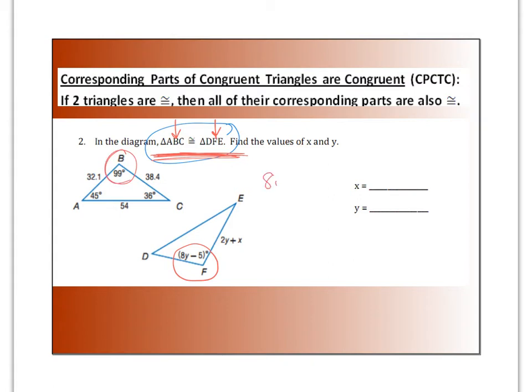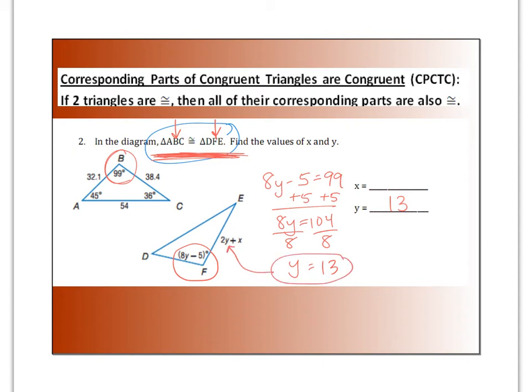So I can go 8y minus 5 equals 99. And I know that they are congruent because they're parts of corresponding congruent triangles. So here we go. Add 5 to both sides. 8y equals 104. Divide by 8. So if you divide 104 by 8, I believe you get 13. So 13 is y. Now we still have to find x, but what I would do is I would take this 13 and I would plug it in for this y.